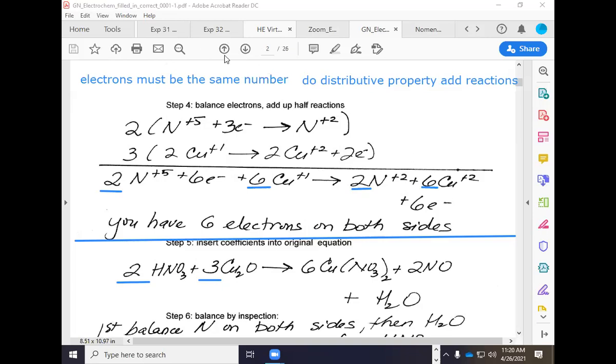You've got 6 of the copper plus 2s. They were in the copper 2 nitrate, and so we put a 6 there. We had 2 of the nitrogen plus 2s. They were in the nitrogen monoxide, and so we put a 2 in front of the nitrogen monoxide. And we're on our own for the water. We have to balance the water on our own.